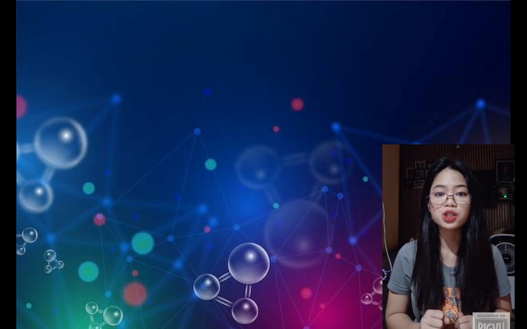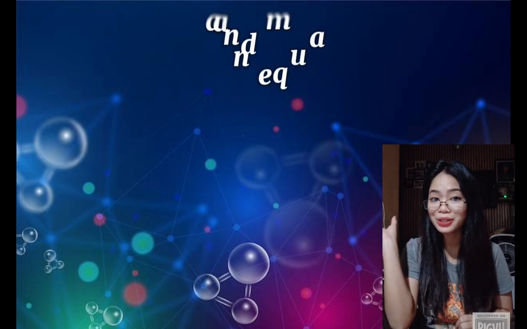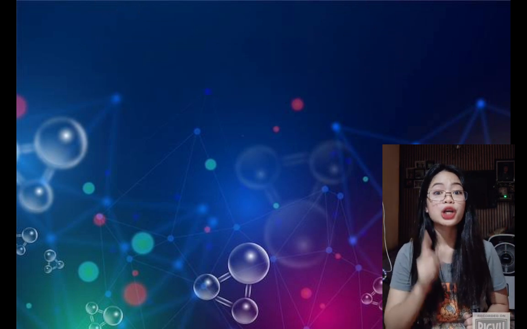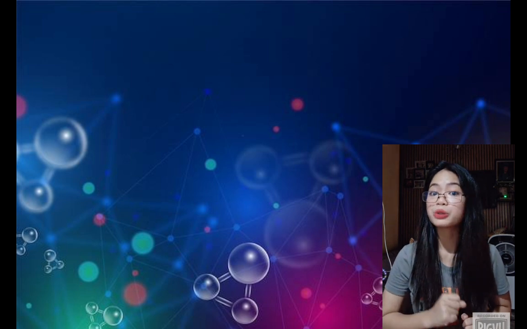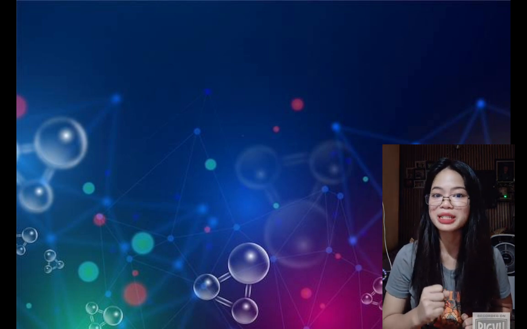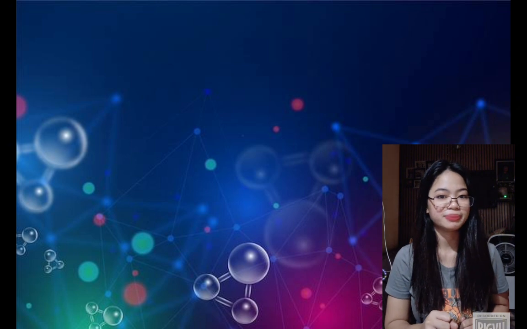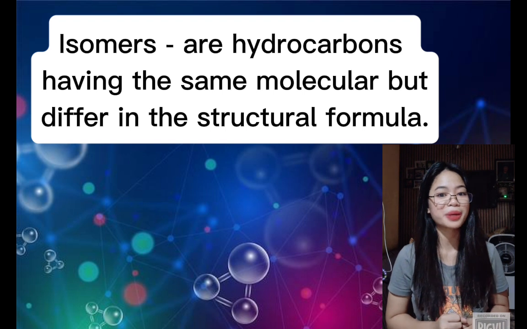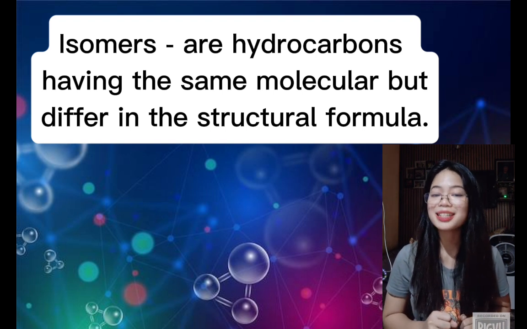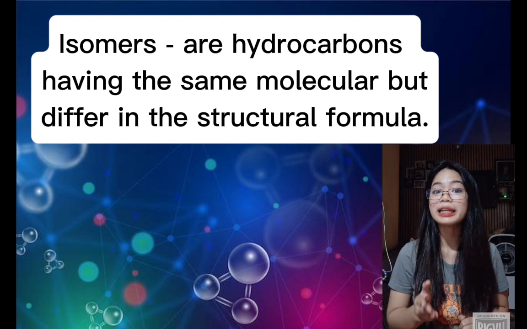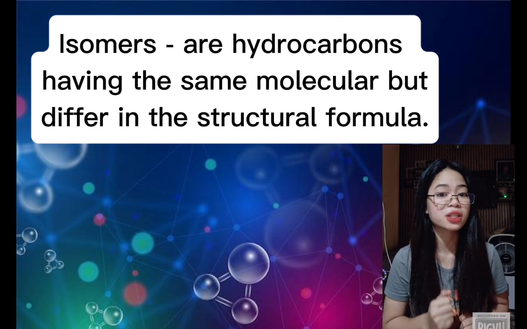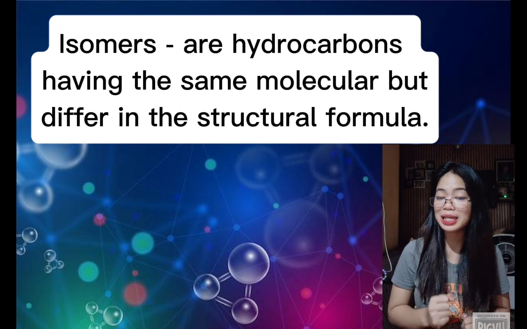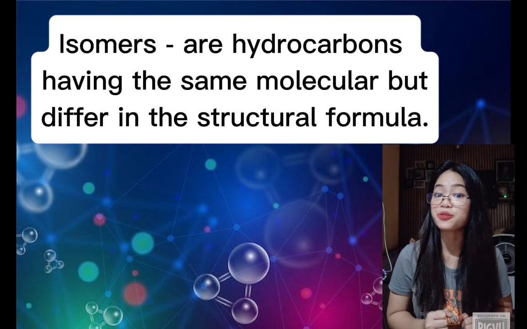Did you know, class, that isomers comes from the Greek words isos and meros, which mean equal parts? And yes, you heard it right. This term was coined by the Swedish chemist Jacob Berzelius in the year 1830. In general terms, isomers are hydrocarbons having the same molecular formula but differing in structural formula, meaning they contain the same types and number of atoms, but the way those atoms are connected and arranged in space is different.